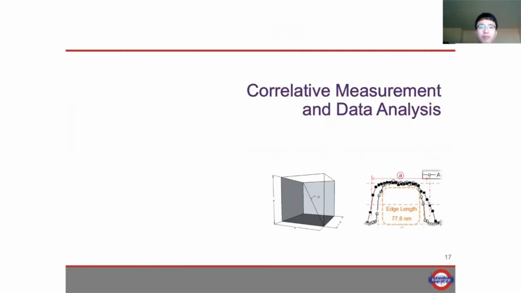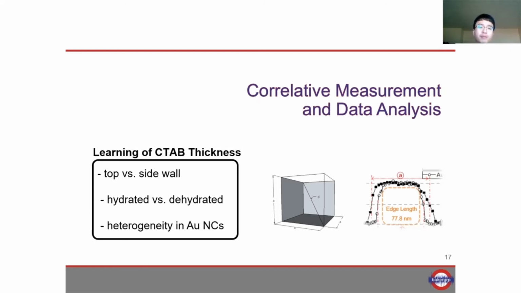Lastly, I'm going to talk about correlative measurement and data analysis of in situ AFM and ex situ SEM, which allows us to understand a more detailed level of CTAB ligand layer thickness of individual gold nanocubes. So this correlative data analysis is useful to calculate and compare the CTAB layer thicknesses between the top surface of the nanocube and the sidewall, and hydrated versus dehydrated status, and is effective to show the heterogeneity of CTAB adsorption on the surface of gold nanocubes.